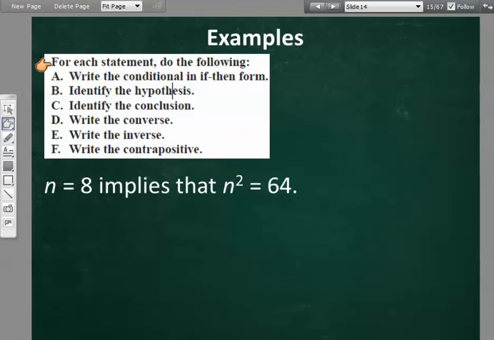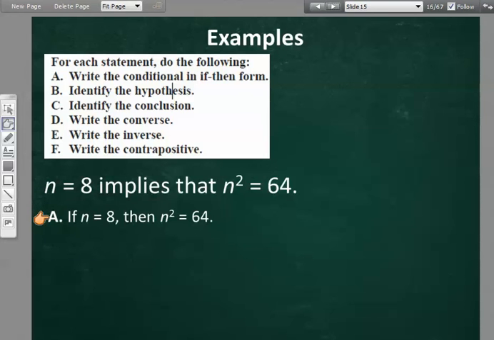Okay, in this example it says for each statement do the following. We're going to write the conditional in the if-then form. We're going to identify the hypothesis, identify the conclusion. We're going to write the converse, then we'll write the inverse, and we'll write the contrapositive. So here's our statement. N equals 8 implies that n squared equals 64.